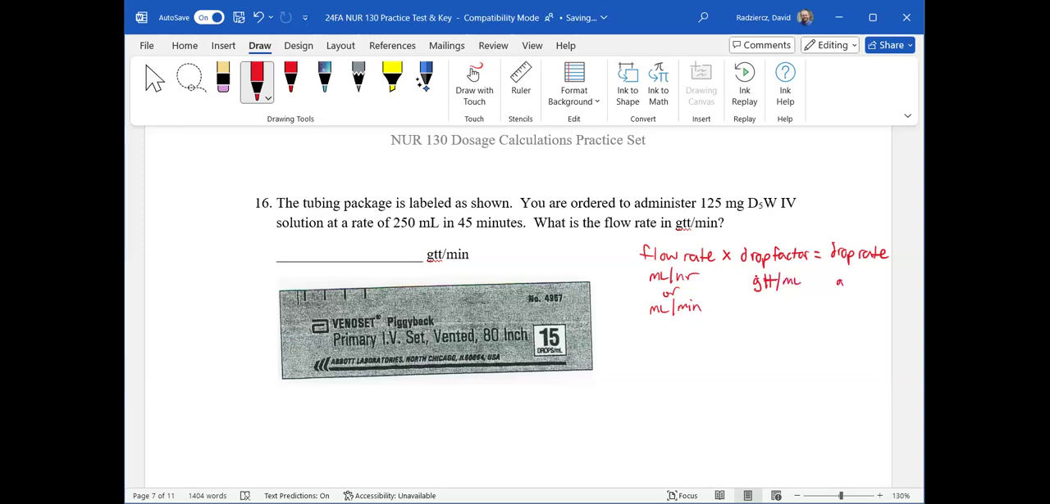And then our drop rate is drops per minute. Okay. Now you might be saying, what is this GTT nonsense? Why are you writing GTT and then tell me it's a drop? Well, GTT is the abbreviation for drop, because the abbreviation DR is actually the abbreviation for drams.